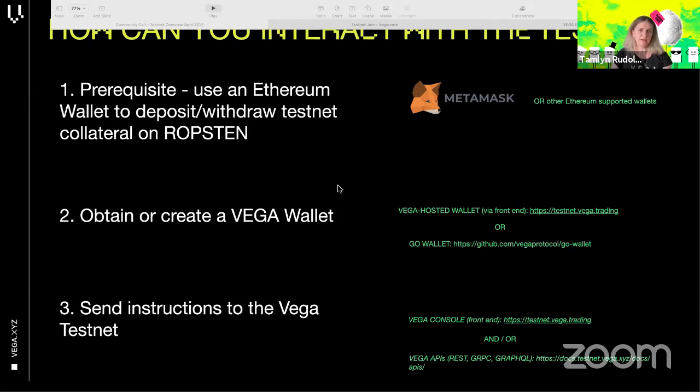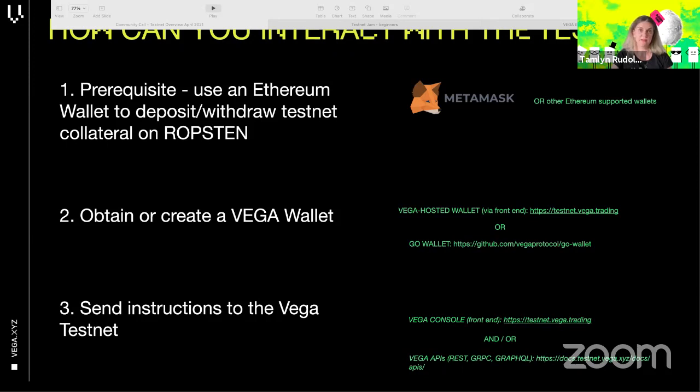And then once you have your wallet sorted out, the next thing is, of course, all about interacting with the Vega Testnet. There are two ways to do that. You can do that using the front end. There's a hosted version of our front end, which is called the Vega console. That's hosted at testnet.vega.trading at the moment.